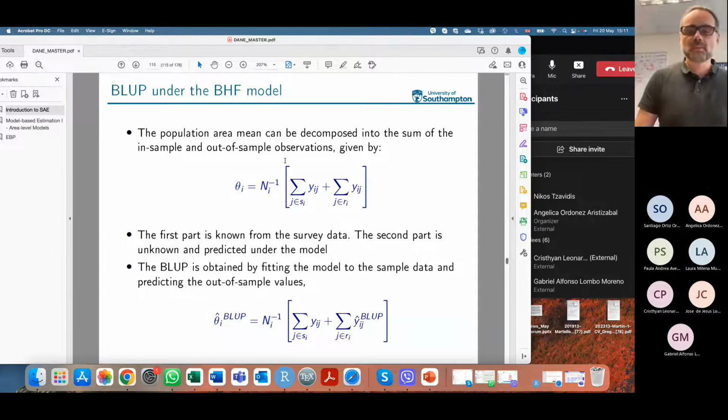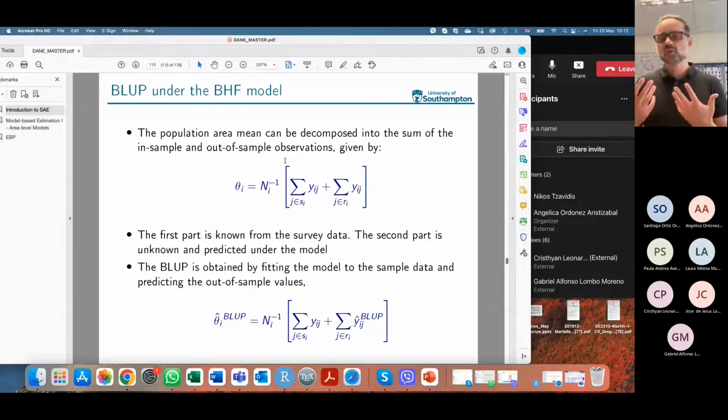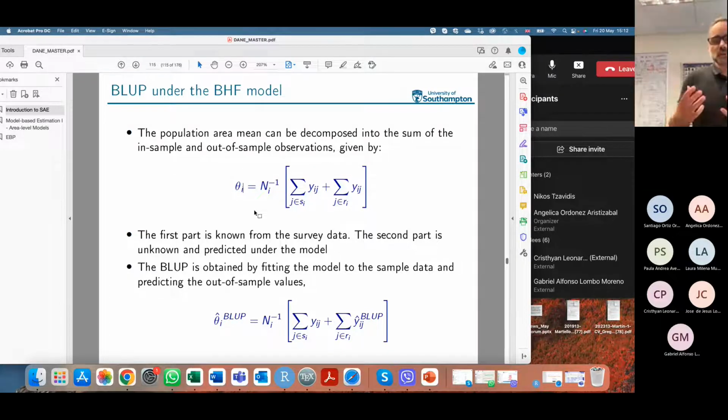And remember that all model-based theory is effectively based on the same kind of concept. What you want to find out about is the parameter theta i, your population parameter, and you can decompose it. Here, remember, we are assuming that the population parameter of interest is a small area average, the small area mean in area i, denoted by theta i.